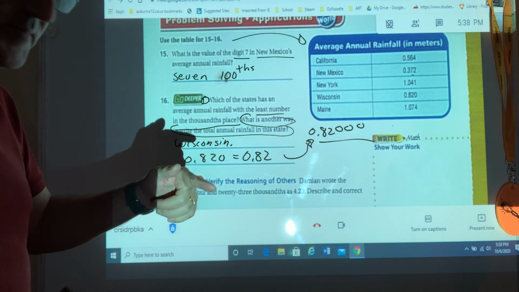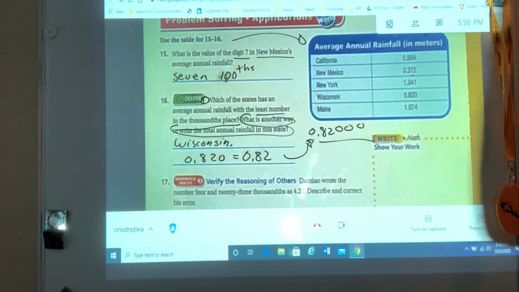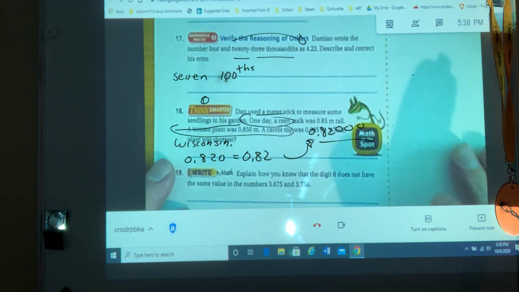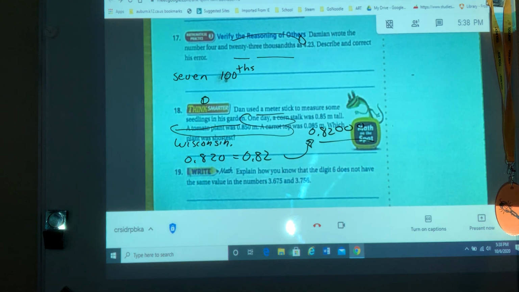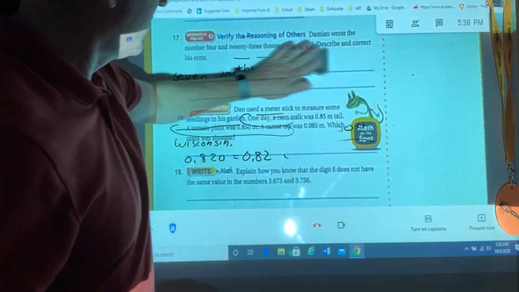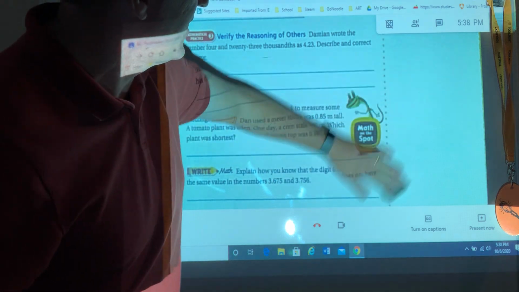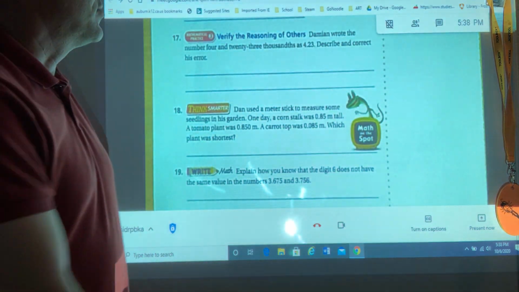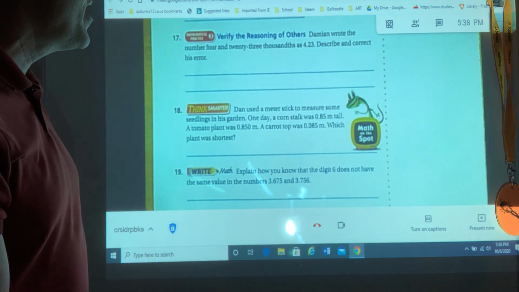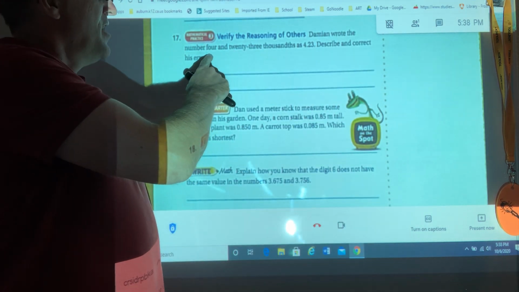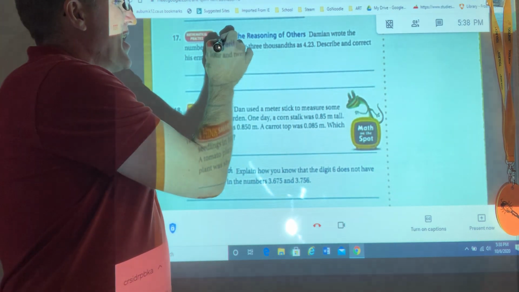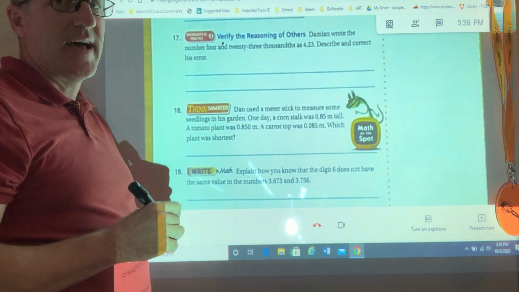I'm going to scooch this up to 17 and 18. Okay. So when we look at 17 and 18, verify the reasoning of others. So we've got Damien. He's like, hey, man, I'm going to write this number. And it says 4 and 23 thousandths. And remember, the and is a decimal. So I'm going to put that there.